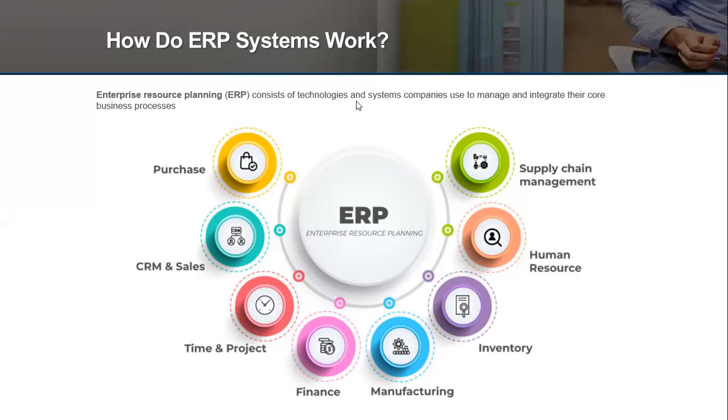We talked about modules yesterday, and I said a synonym to module would be something else. Yeah, transaction type. Thank you. So these icons you are seeing on the system are all transaction types: purchase, CRM and sales, time and project, finance, manufacturing, inventory, human resource, supply chain. They are all transaction types, and of course, they can be referred to as modules.